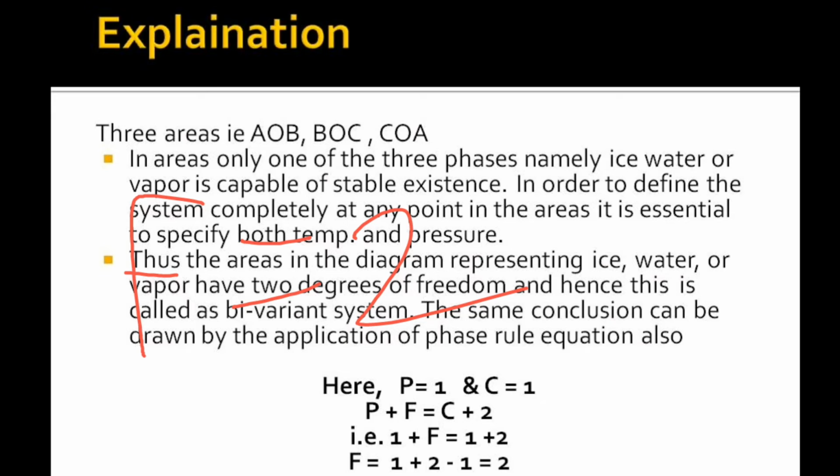Now let us discuss whether the same conclusion can be drawn by the application of phase rule or not. Since in the area only one phase is present, P is equal to 1. This system is a one component system, that is the value of C is equal to 1. So put these values in the phase rule, P plus F is equal to C plus 2, and rearrange the equation. What do you get? F is equal to 1 plus 2 minus 1, that is F is equal to 2. So the same conclusion can be drawn by the application of phase rule.